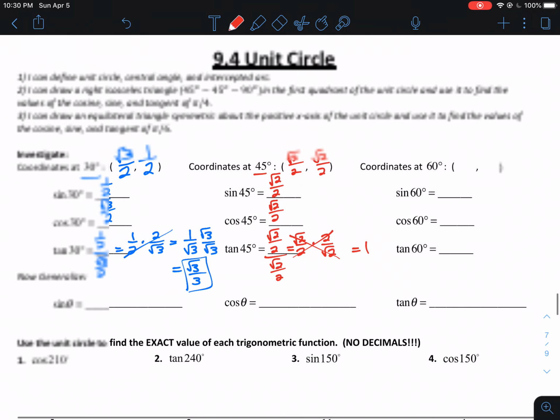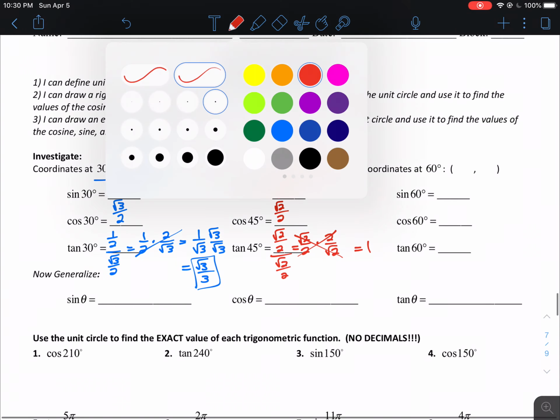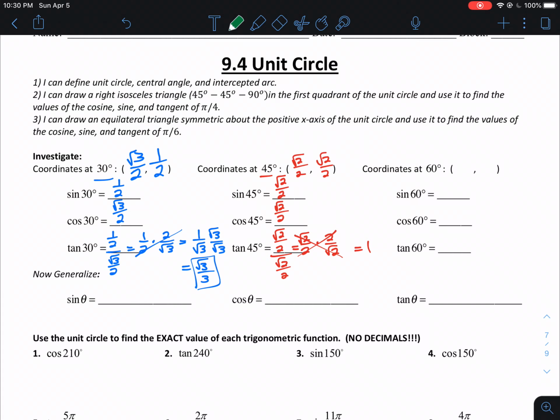So if you want to practice, this would be a good time to do that. Pause the video real quick, figure out how to go through 60 degrees, and then I will write down the answers in just a moment.